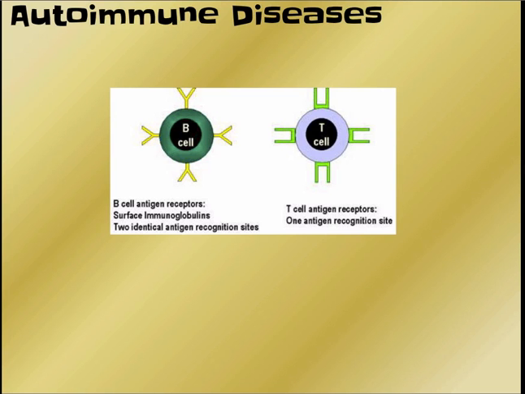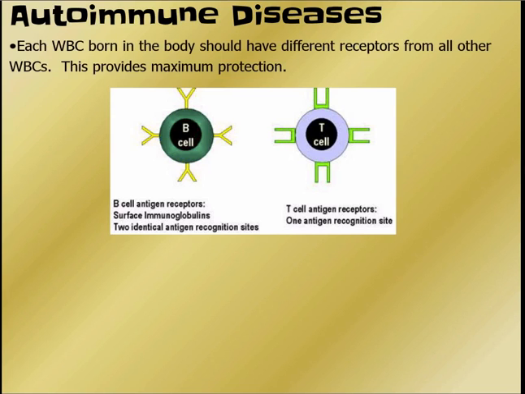All right, now we're going to switch gears just a bit. We're going to talk about autoimmune diseases. Auto means self, and immune obviously is your immune system. There are individuals who have immune system disorders where their immune system attacks their own tissues. And let's talk about how that happens.